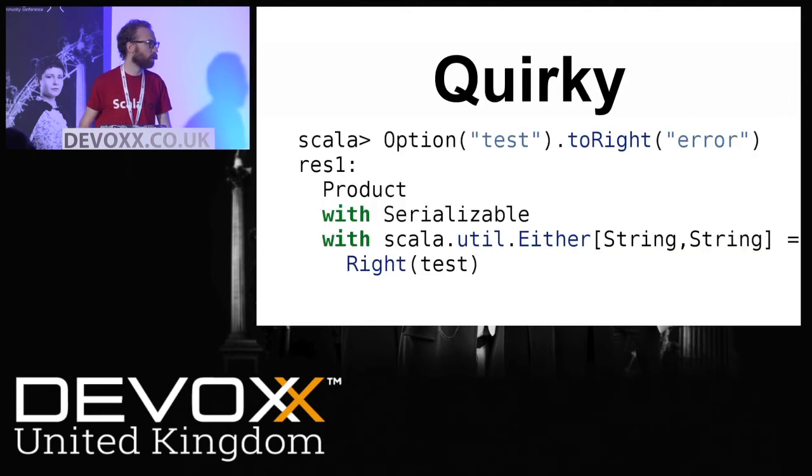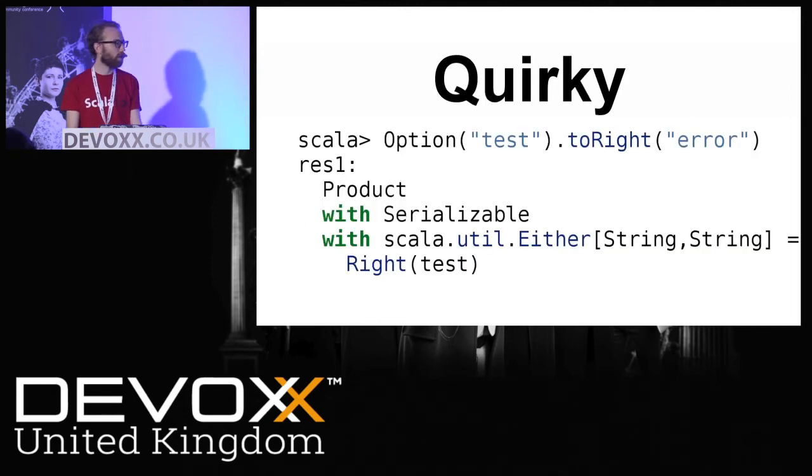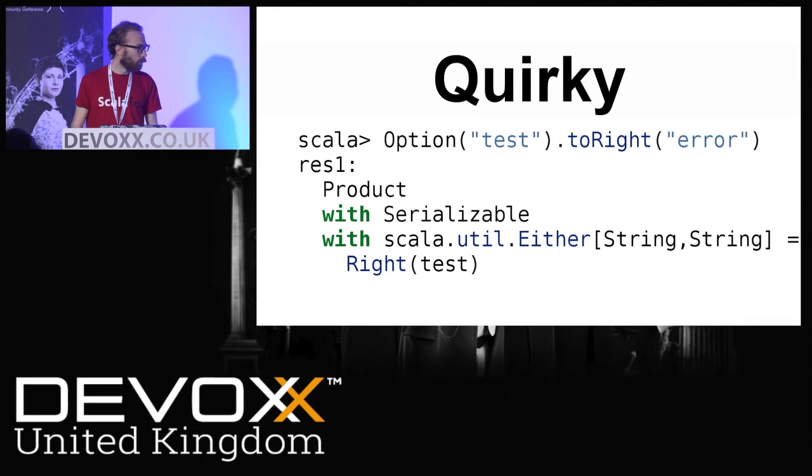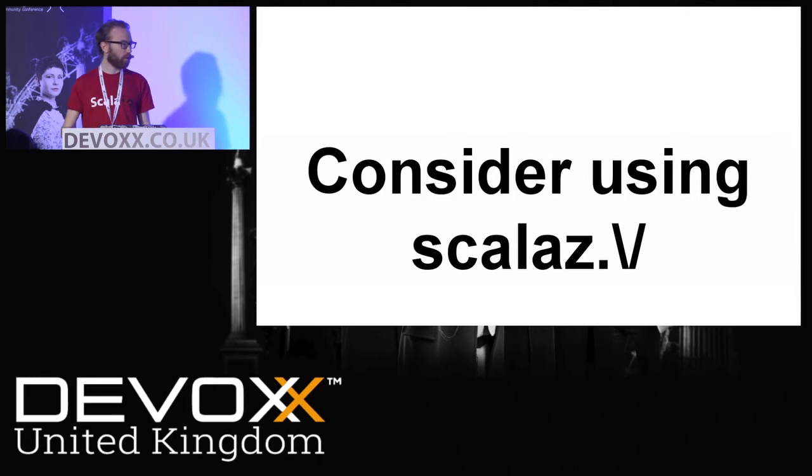And another thing is that sometimes you will see Product with Serializable with Scala.util.Either. It's just in the signature of several functions in the standard library. It's not a problem in itself, but yeah, it doesn't feel right. So for this, you can consider using Scalaz, or Scalaz disjunction. Yeah, the backslash forward slash is pronounced disjunction.